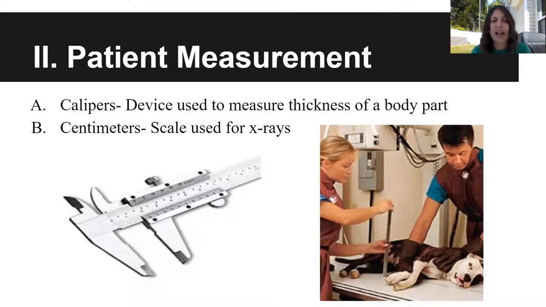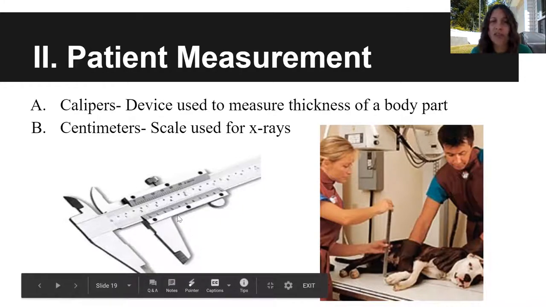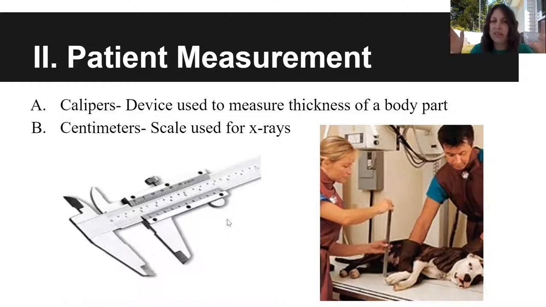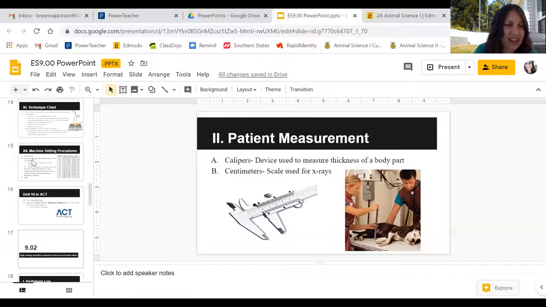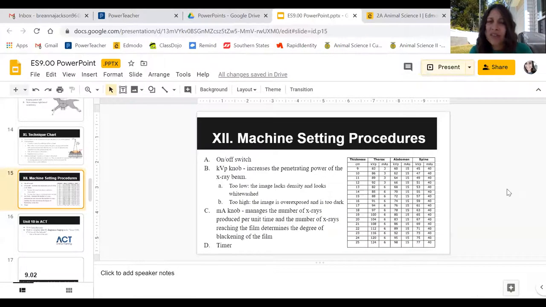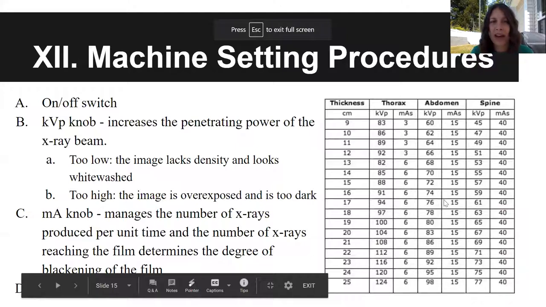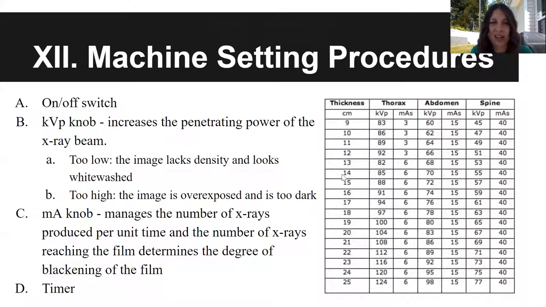After you measure it out, and the calipers measure in centimeters, after you measure out the thickness of that body part, it could be the leg, it could be the abdomen, it could be the rear end, like whatever it is that you're measuring in centimeters, then I'll go back for just a second. From the previous PowerPoint, you have this chart that says the thickness. If that dog has an abdomen that is 14 inches thick, then we're gonna come over here to the abdomen, and you're gonna adjust the KVP to be 70 and the MA to be 15. And that is going to be your best setting for you to get the best x-ray quality.